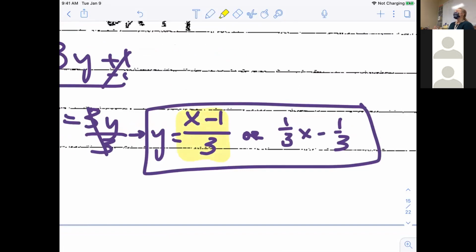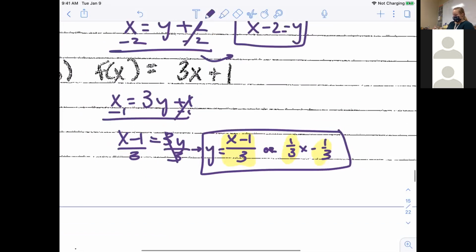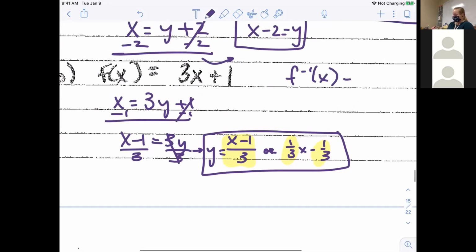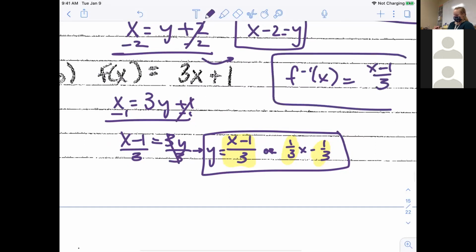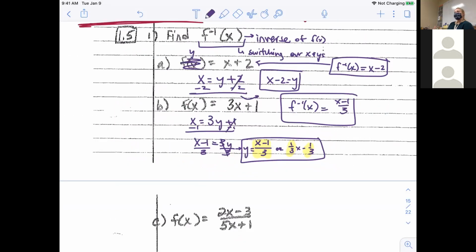However, a benefit would be if I'm graphing a line is to write it like this because I have a slope and a y-intercept really easily identified. All right, let me write it in correct notation. F to the negative first of x equals x minus 1 over 3. You doing okay? Can I keep going?